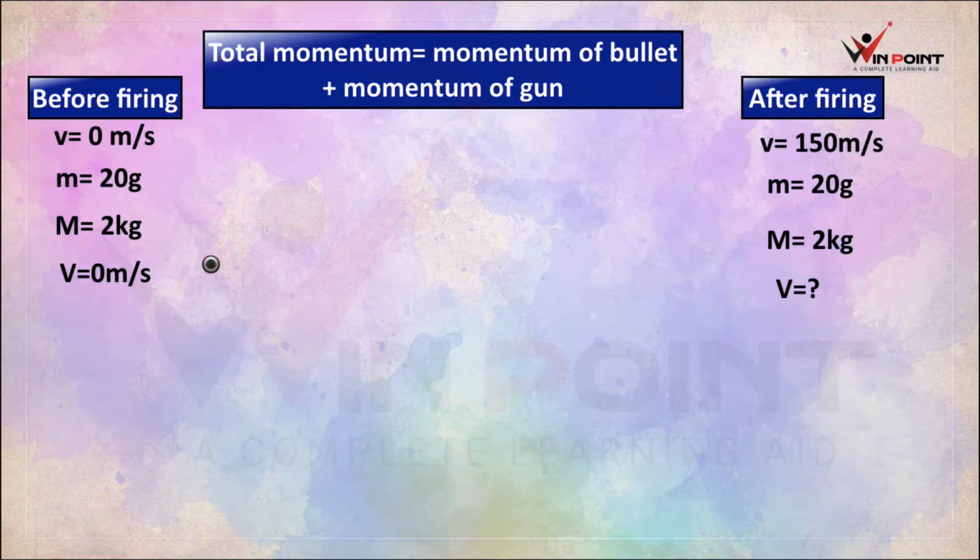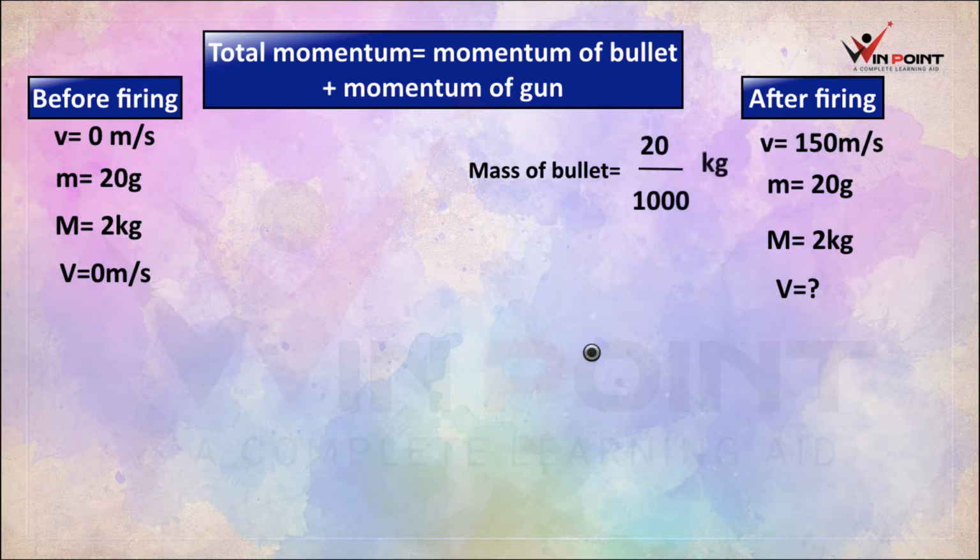What is the equation for momentum? Momentum is the product of mass and velocity. Before that, we are converting the mass of bullet into kilogram. The mass of bullet is 20 gram. We can convert that into kilogram: 20 by 1000 kilogram, that is equal to 0.02 kilogram. Now we can find the momentum. Momentum is the product of mass and velocity.